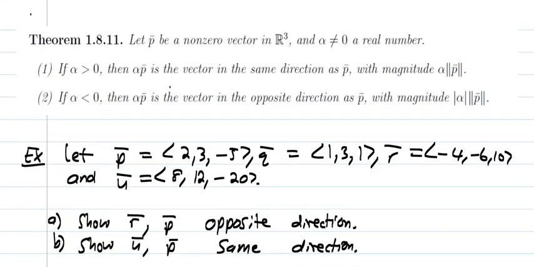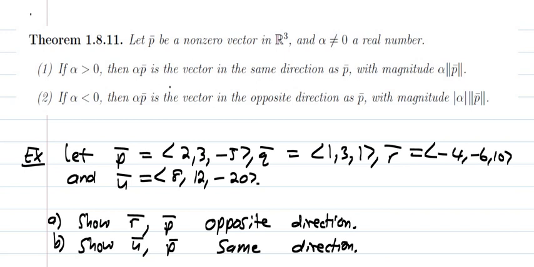So this allows us to define and come up with theorem 1.8.11. If P is any non-zero 3D vector and alpha is a non-zero scalar, then if alpha is bigger than 0, alpha P is a vector in the same direction as P with magnitude alpha times the norm of P. Likewise, if alpha is negative, then alpha P is the vector in the opposite direction as vector P with magnitude the absolute value of alpha times the norm of P.